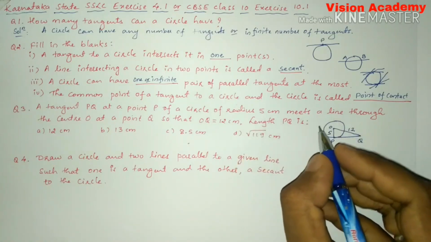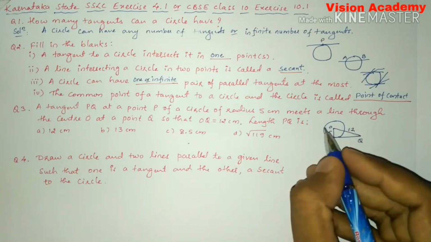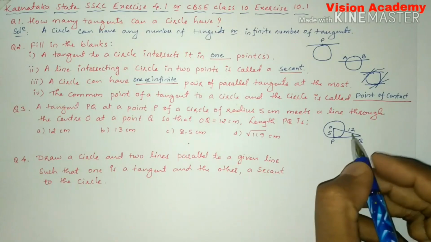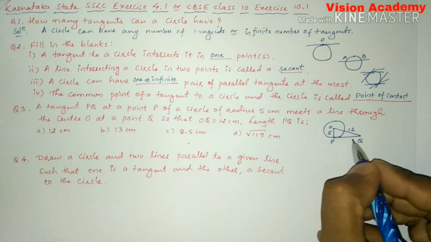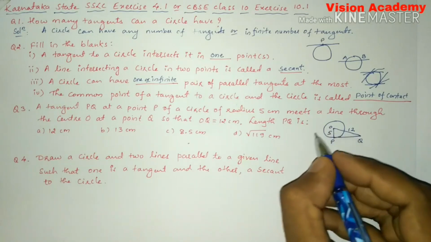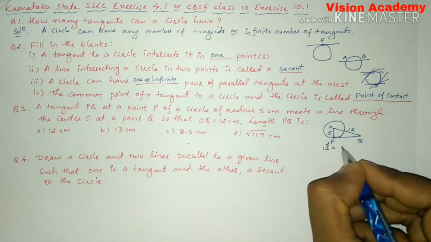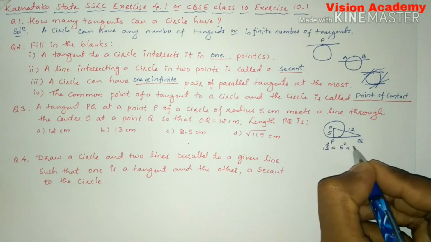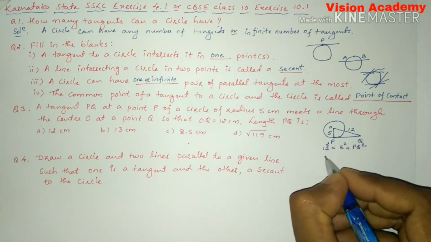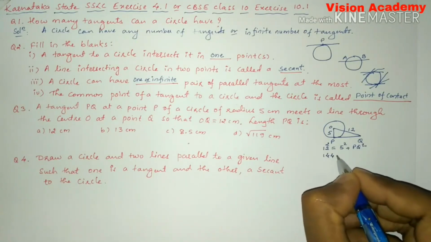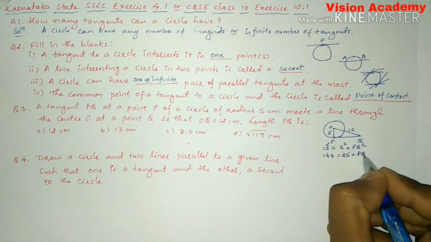Now let us solve. Here OP is perpendicular to PQ. Therefore, by using Pythagoras theorem, the hypotenuse square is equal to the sum of the squares of the other two sides. Here we will write 12 square is equal to 5 square plus PQ square. Now 12 square is 144, equal to 5 square is 25 plus PQ square.